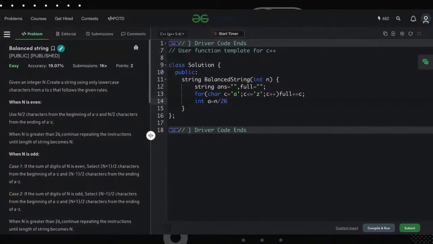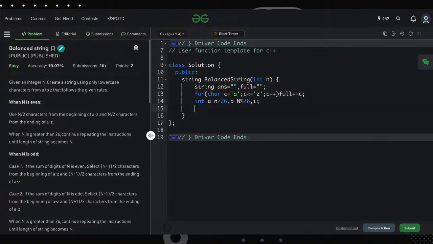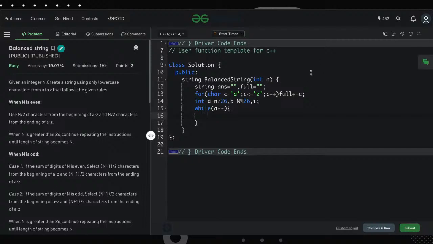Suppose the number is 27. 27 by 26 would be just 1. 28 by 26 would be just 1. 29 by 26 would be just 1. So this is known as integer division. And then we find out how many remainders are remaining, like what are the elements we need to process. And then we would also initialize the value i. And then I would say while a minus minus, that how many times a is there, or what you can do is while i is equal to 0, i is less than a, and i plus plus, either way of them is fine. And then we would just add the full a to z multiple number of times.